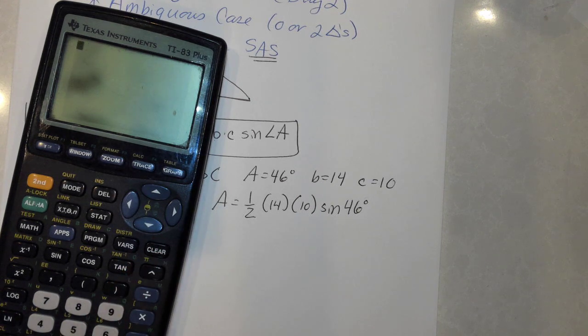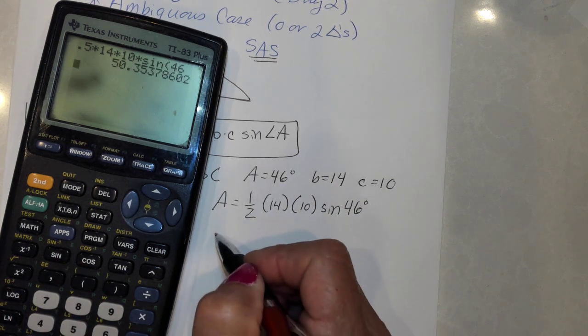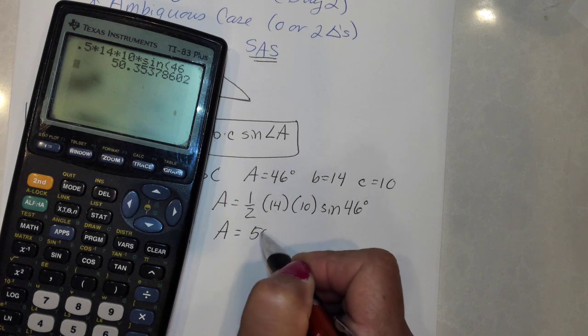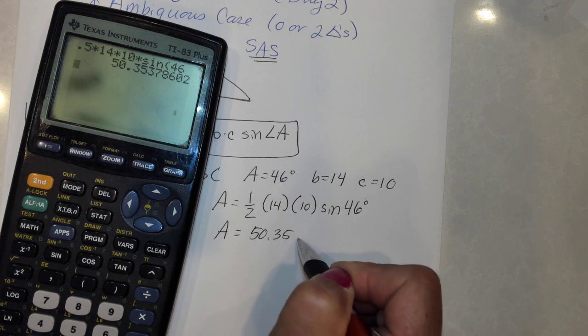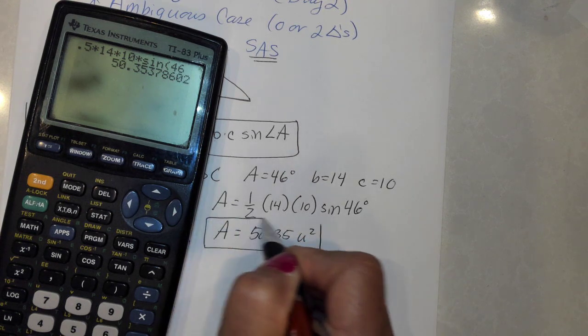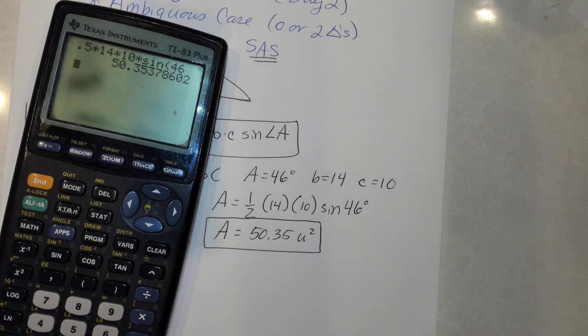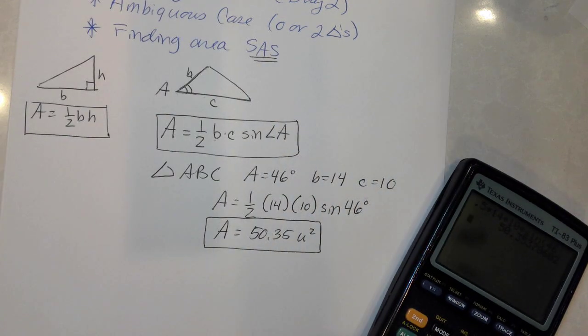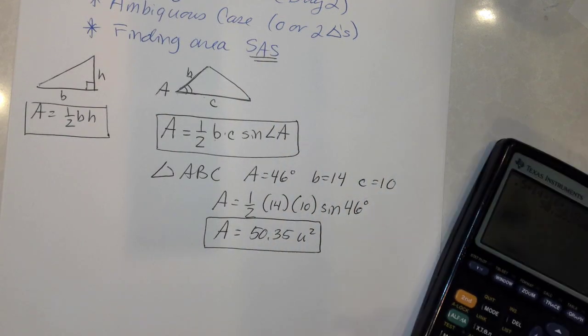So that's a lot of stuff. 0.5 times 14 times 10 times the sine of 46. So make sure you remember that part. And that tells me that the area of this triangle is going to be 50.35 units squared. I'm not going to really worry too much about the units at this point, unless it's a word problem and there's an application. So that is kind of what you do.